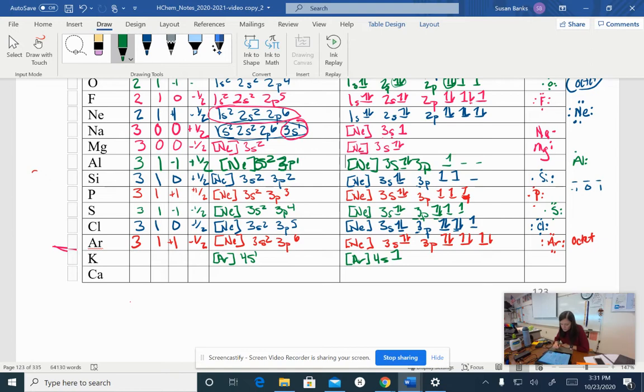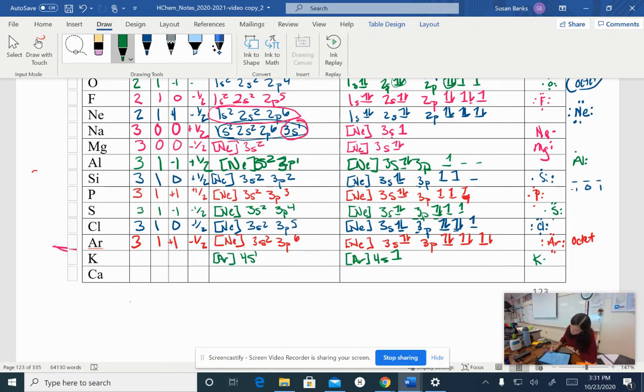Remember when we do our dot picture, we are only using the highest quantum number. And right now our highest quantum number is 4 instead of 3. We only have 1 electron there. So our dot picture for potassium is just 1 little dot.